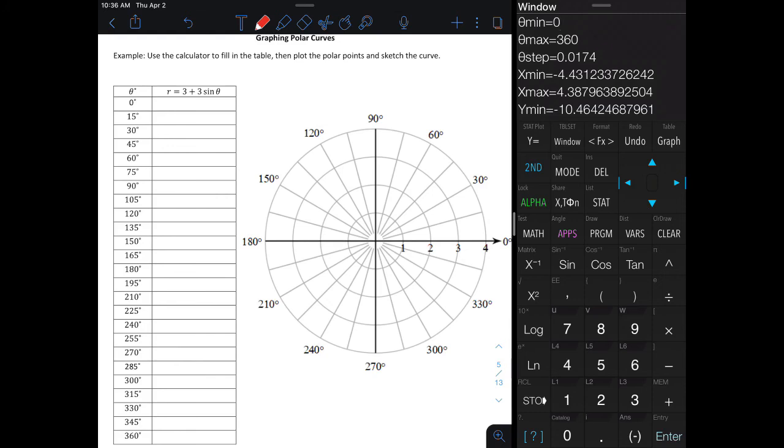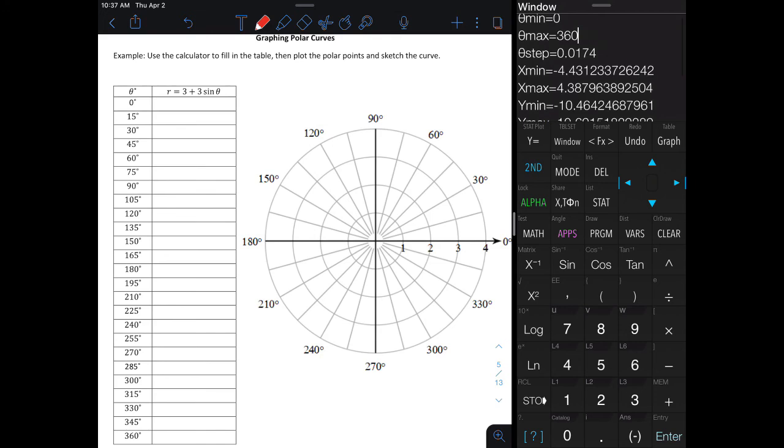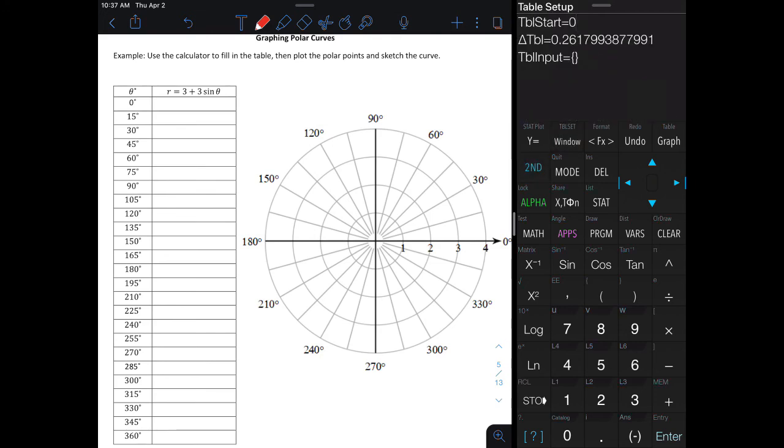Our theta min needs to go from 0 and our theta max needs to go to 360 because we're in degrees, so that we can see all the way around. If yours was 6 point something, your settings transferred over from radians and you need to change that theta max. Everything else is pretty standard from there. Now I'm going to go to table settings so I can fill in this table. I want my table start to start at 0 like ours does. And our gap in our theta values here is 15 degrees, so my change in my table is going to be 15.